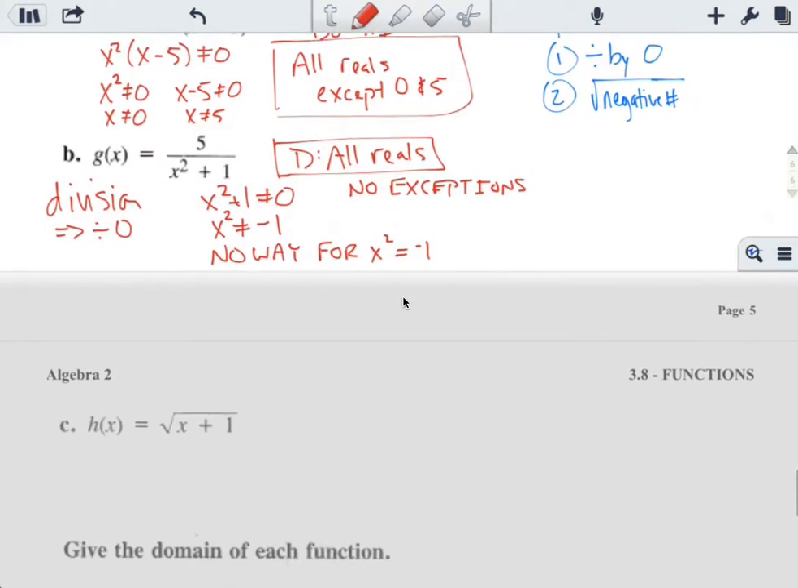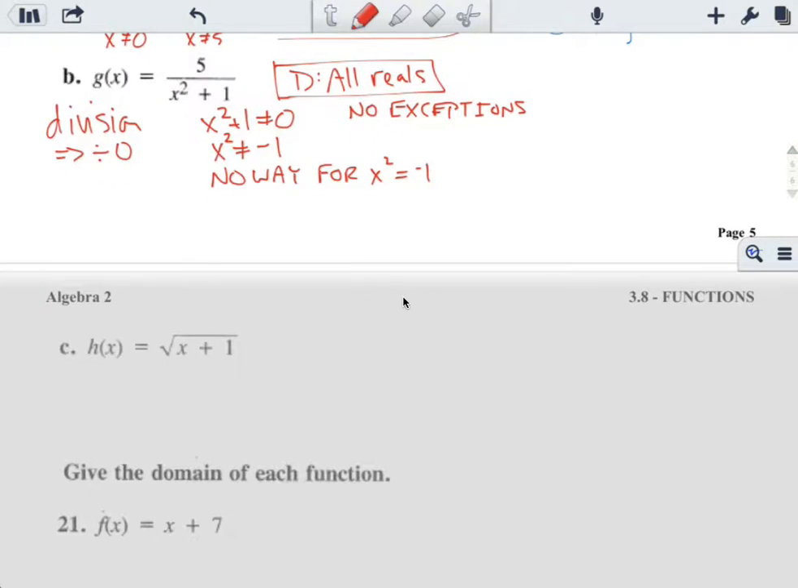All right, back up here. Domain's all reals. We're dividing by 0. X squared plus 1 can't be equal to 0. X squared can't be equal to negative 1. No way for x squared to be equal to negative 1. So there are no exceptions.